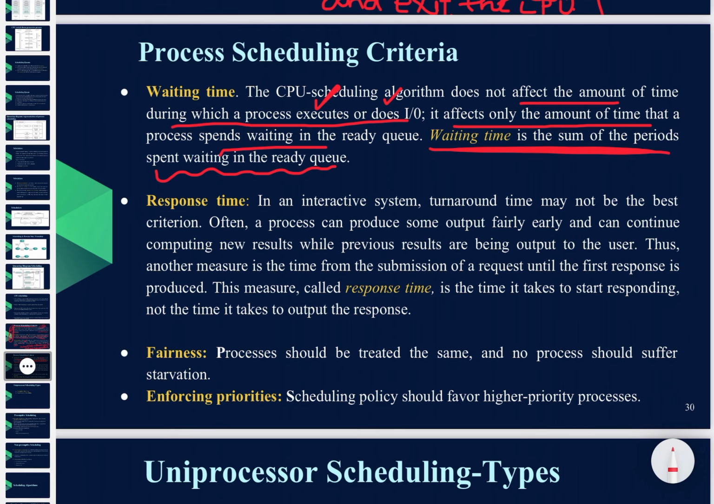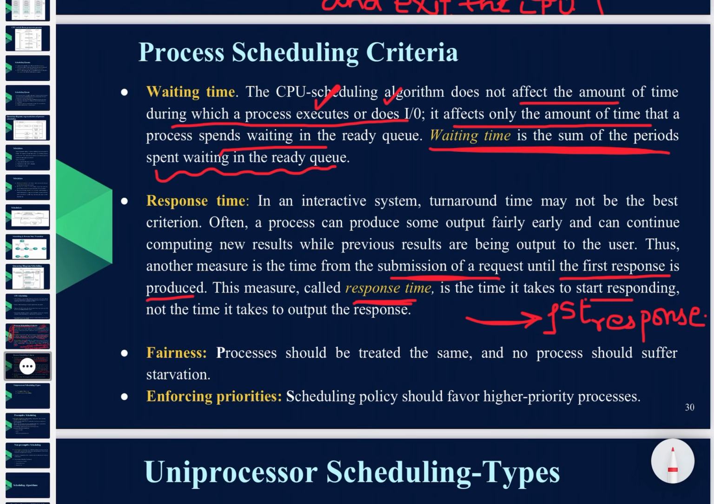Response time. In an interactive system, turnaround time may not be the best criteria. Often, a process can produce some output fairly early and continue computing new results while the previous results are being output to the user. Thus, another measure is the time from the submission of the request until the first response is produced. This is called the response time. So you have submitted the request and you have got your first response. That amount of time is called the response time.